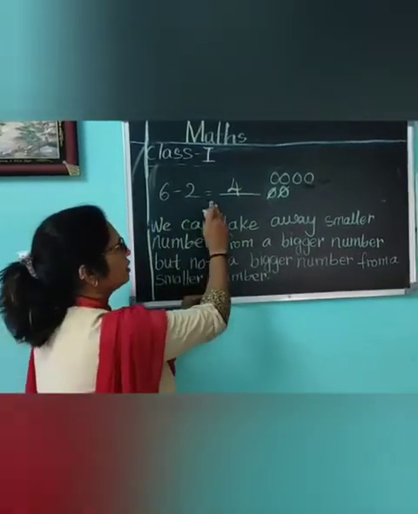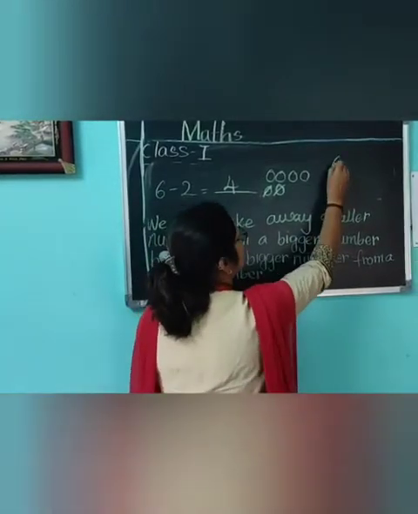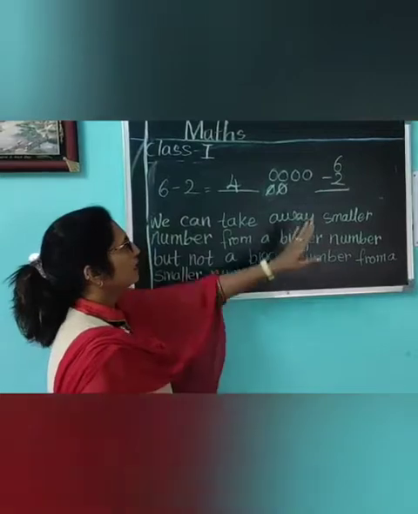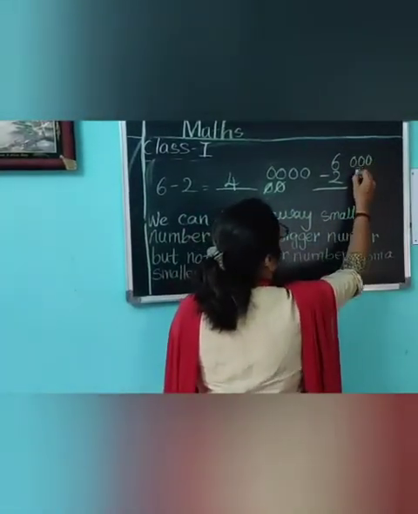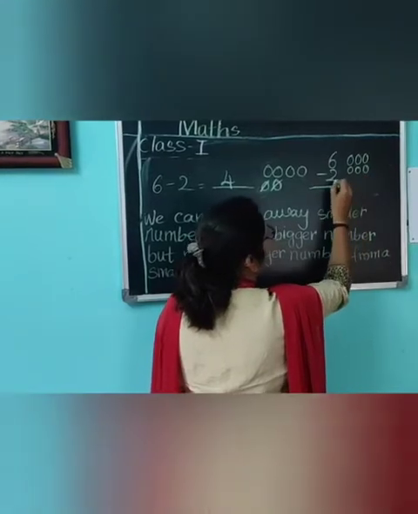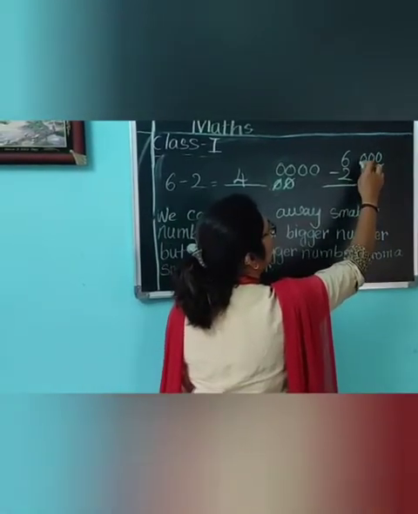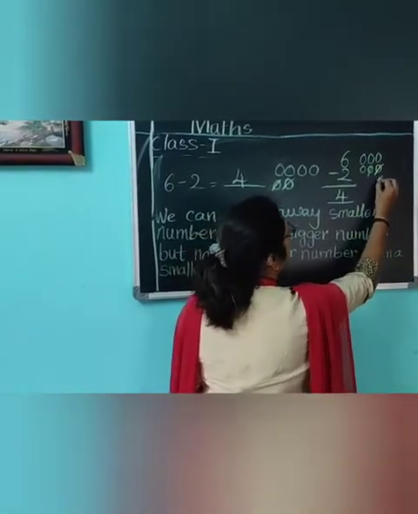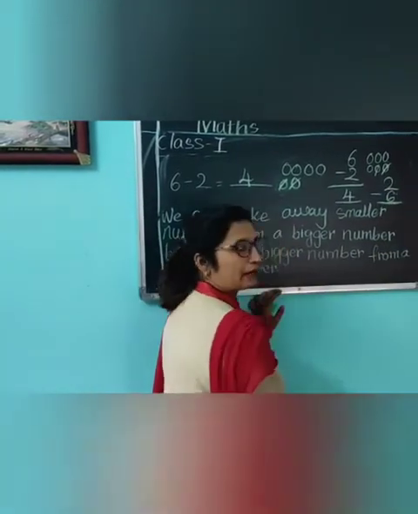This is in the horizontal way. Now we'll write in the vertical way. 6 minus 2. Our answer will come the same. See here. 1, 2, 3, 4, 5, 6. How many do we have to take away? 2. 1, 2. 1, 2, 3, 4. Our answer is 4.